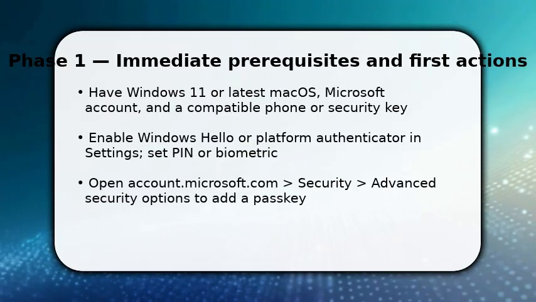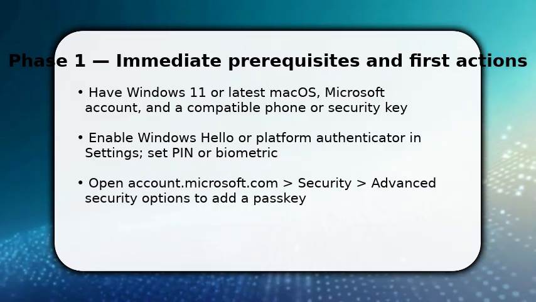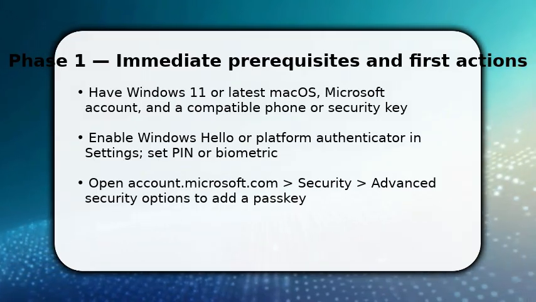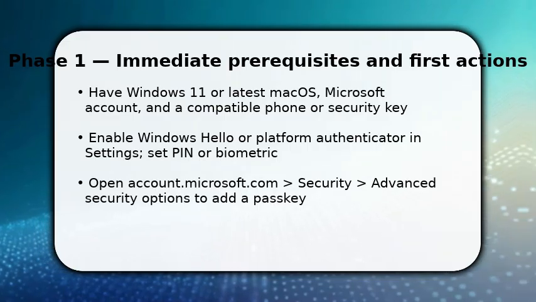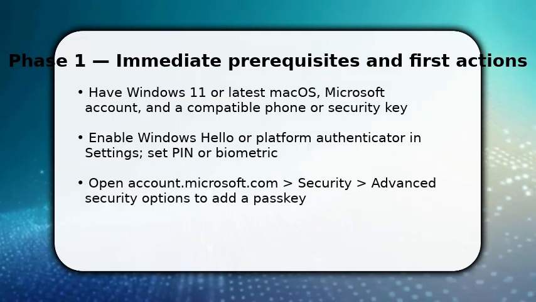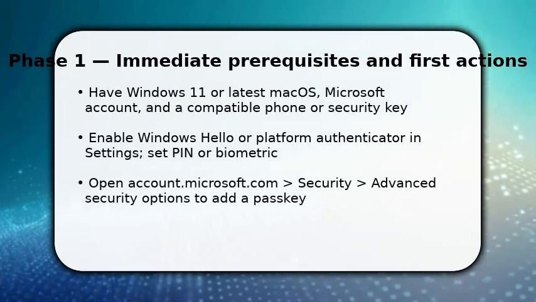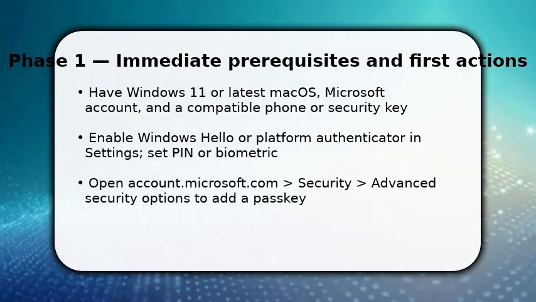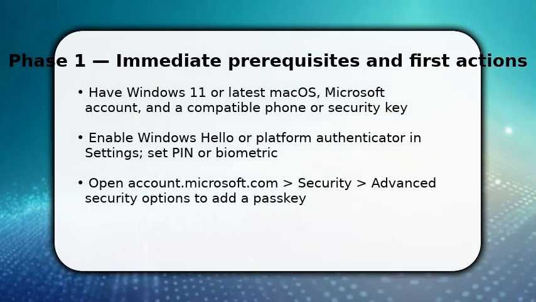You begin by confirming essentials: device OS, Microsoft account, and a platform authenticator like Windows Hello or a security key. Once done, enable Windows Hello or your biometric method because passkeys rely on a secure device factor. This replaces passwords. Next, sign in to account.